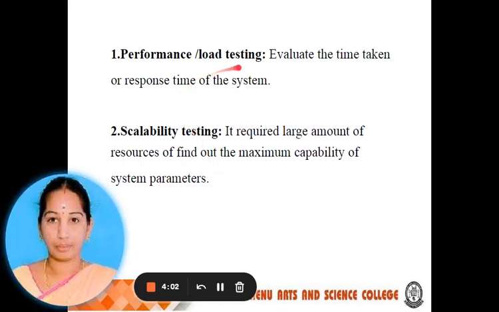First one is performance or load testing. It is to evaluate the time taken by a system to give a response. And the next one is scalability testing. It needs a number of resources to find the capability of a system. These are the capability testing. It is used to find the maximum capability of a system. Its parameter is nothing but values.